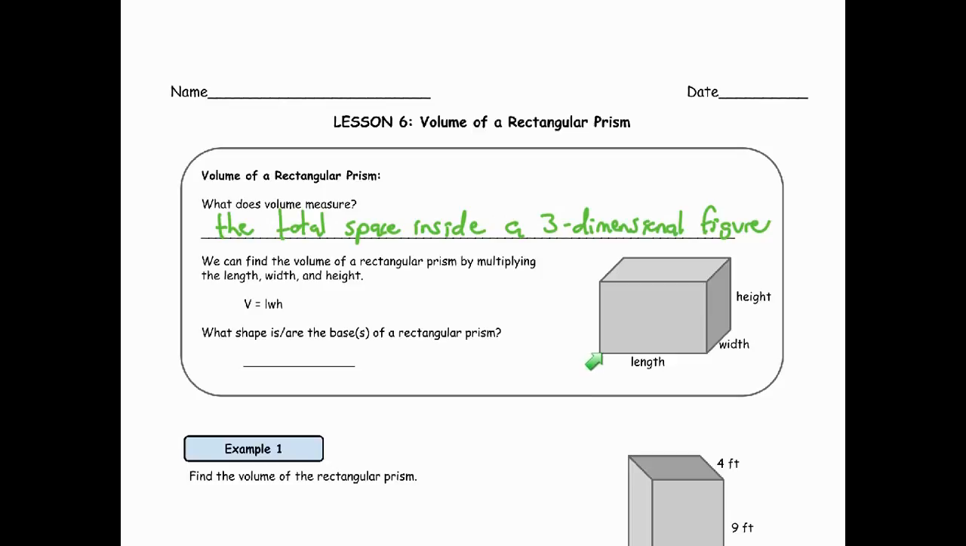So if we look at the base of this rectangular prism, we could look at the front face or base. We could see that it's a rectangle. Likewise, over here on the right hand side, we can see it's also a rectangle. And the top is also a rectangle. And the faces opposite each of those are rectangles. So each face is a rectangle. Hence the name rectangular prism.